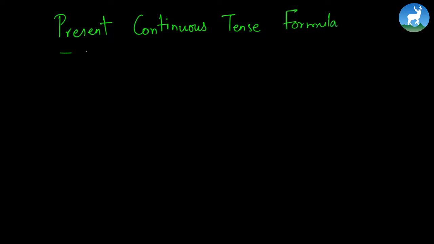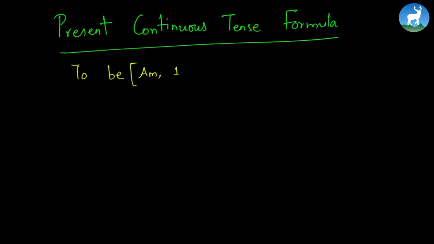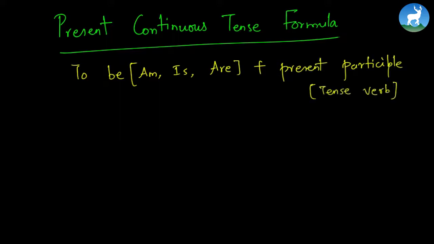Once again, let me rewrite the present continuous tense formula. And the formula is pretty simple. It is to be verb, that is am, is, or are, followed by a present participle. So let me write one more example.